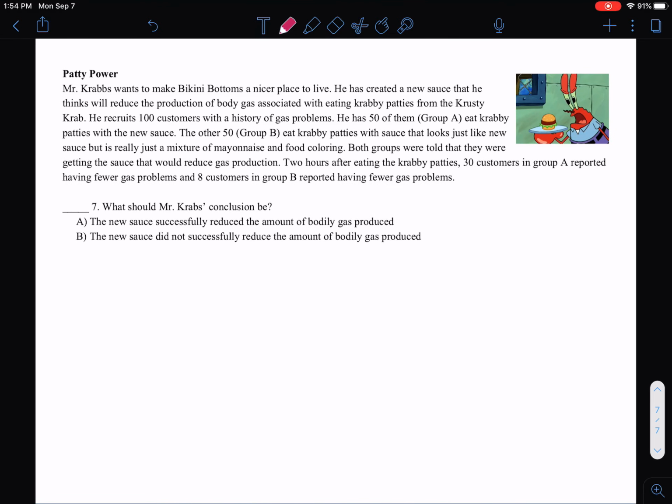And then finally we have, what should Mr. Krabs' conclusion be? Based on the information in the problem and based on your choices, what should be his conclusion? In fact, his conclusion should be letter A, that the new sauce successfully reduced the amount of bodily gas produced. Because we have 30 customers from group A who reported having fewer gas problems. That is over 50%, which statistically would be good data. Now, what I would recommend Mr. Krabs do is go back and test this again a couple times, maybe with different people, to see if he gets the same type of results each time.